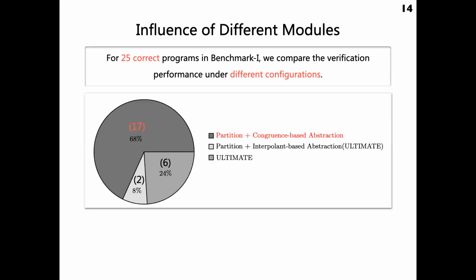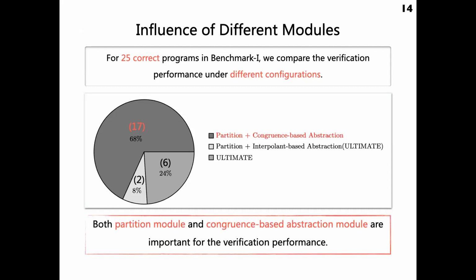We also consider the influence of the partition module and the congruence-based abstraction module. Therefore, for 25 correct programs in benchmark 1, we compare the verification performance under different configurations. For example, the partition with congruence-based abstraction, the partition with interpolation-based abstraction, and of course, Ultimate, wherein our method, that is the red one, performs better on 17 programs, while the other two perform better on 2 and 6 programs respectively. Therefore, we can conclude both the partition module and the congruence-based abstraction module are important for the verification performance.